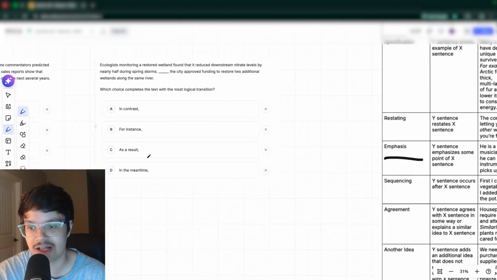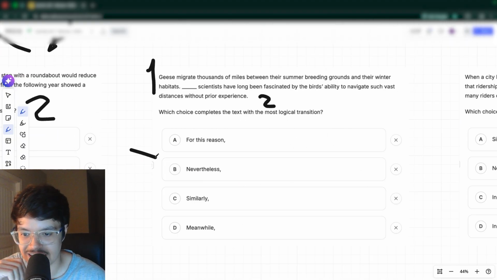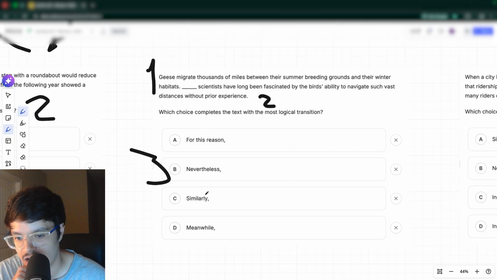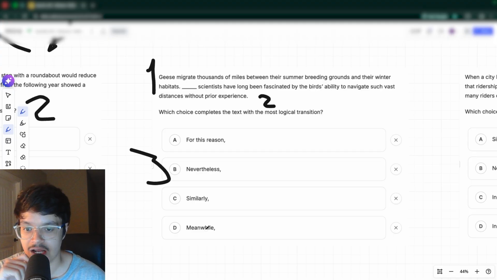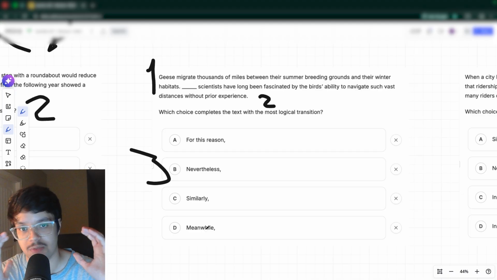So if I had to make a prediction here, I probably would guess something maybe along the lines of emphasis. They're saying that there's some phenomenon, and then as a result, it's so amazing that this is happening. Indeed, in fact. So something like that. So let's see, is there something like indeed here? For this reason, nevertheless, similarly, meanwhile. Honestly, there's not a word exactly like indeed here. When this happens, you just kind of go for the most similar word that is actually there. You may not always be able to find an exact match. Sometimes maybe your prediction may even be a little bit off.